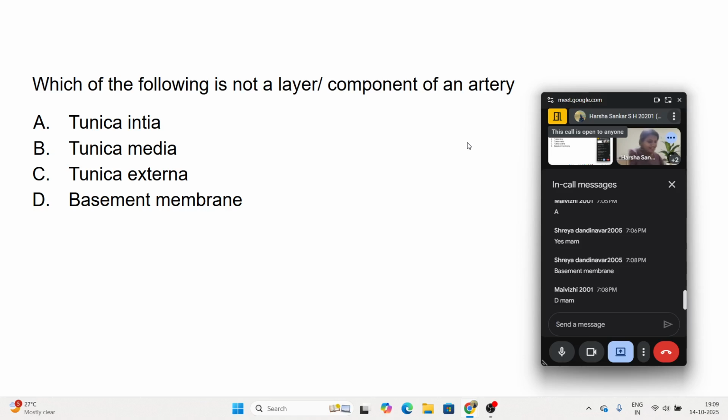So I will tell. The wrong option, or the part which is not a part of artery, is option A. Look at the spelling. It's written as tunica initia. The correct spelling is not that, right? The correct is tunica intima, tunica media, tunica externa. It's not tunica initia. So basement membrane is definitely a part of artery. So it's a layer only. So the part which is not a part of artery is option A. It has a similar part, but the spelling is different.